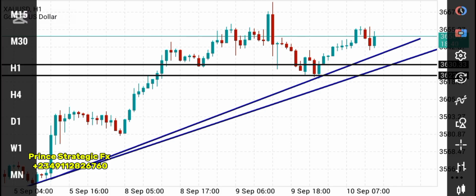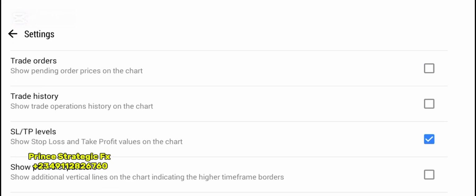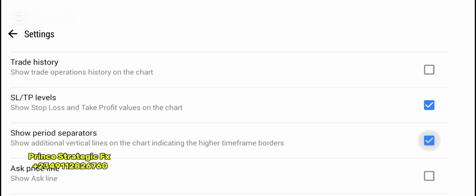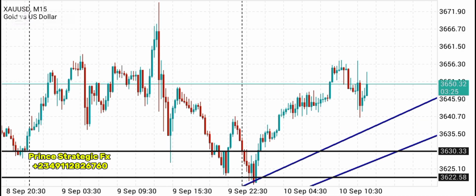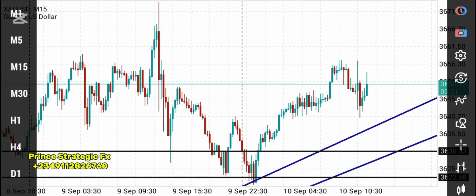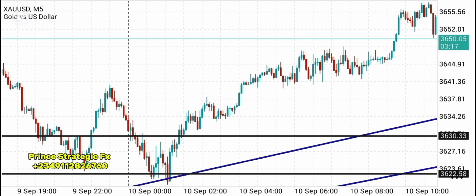Now we're going to go straight to the 15 minutes time frame. So here on the 15 minutes time frame, I will go to my settings, go straight to my show period separator. Then you can see exactly where price opened for the day. You can see it is very clear. But let me show you something else. Let's move to the 5 minutes time frame. Now, as soon as we go to the 5 minutes time frame, you can see that this is very clear.